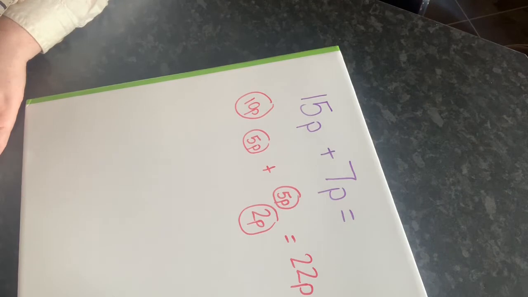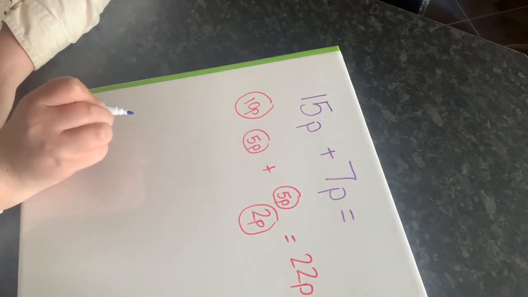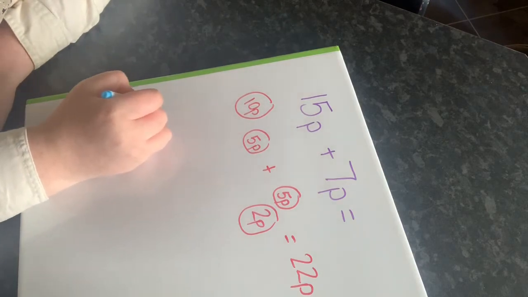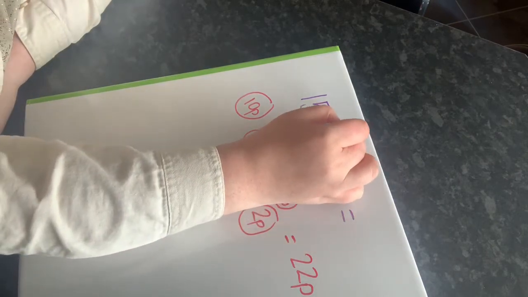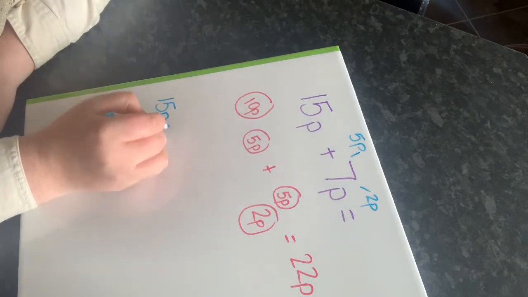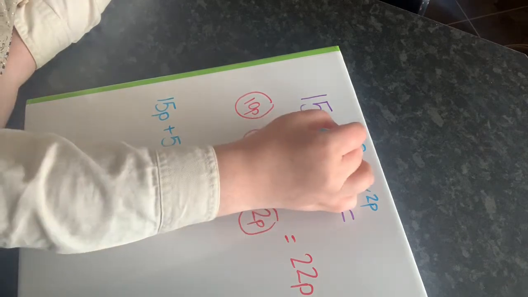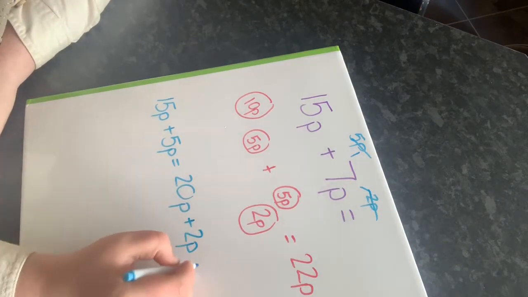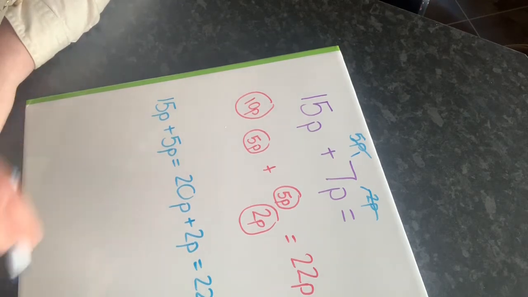You could also just use an addition sum. If you don't need the coins to help you, that is fine if you can do it mentally in your head. So 15 add 7, I'm going to split my 7p into 5p and 2p. So I'm going to add my 5p first. 15p add 5p, I know gives me 20p. So I've added my 5, the next thing I need to do is add my 2p, 20 add 2p equals 22p, and we get the same answer that way as well.